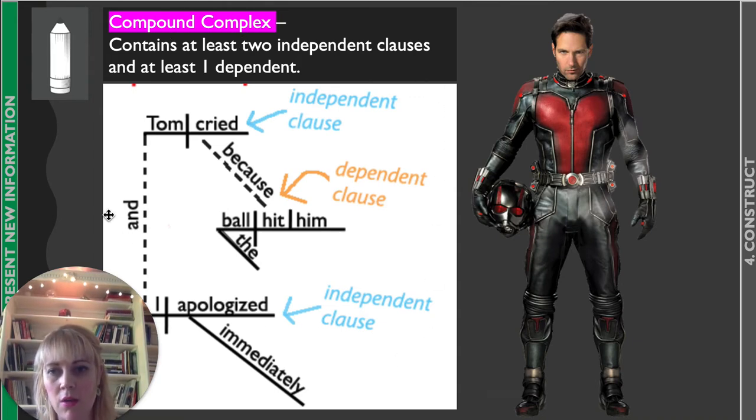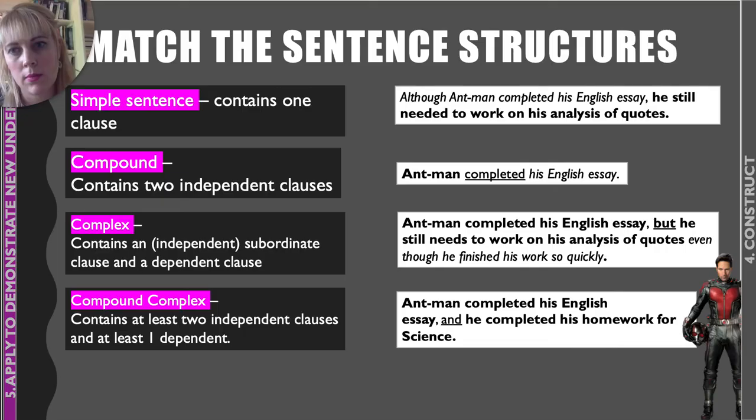I'm going to give you a task now, which is going to be to try and write your own compound complex sentence. To do this, it's probably easiest to try and write down your two independent clauses first, and then work out a dependent clause for one of them. Okay, and try and string it together like this. So you're looking at something that looks similar to this. Tom cried because the ball hit him and apologised immediately. Okay, so see if you can construct your own version like that.